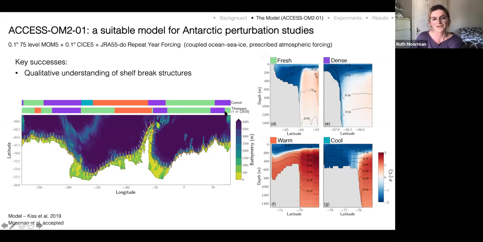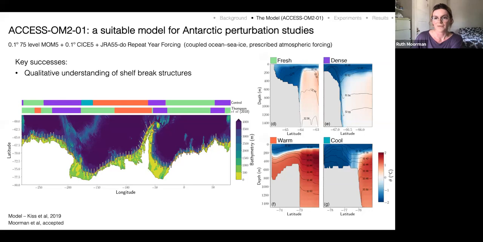And you can see that the control simulation in our model does a good job at capturing the position of each of these different regimes, which was really nice to see and ended up being a helpful tool in our analysis.